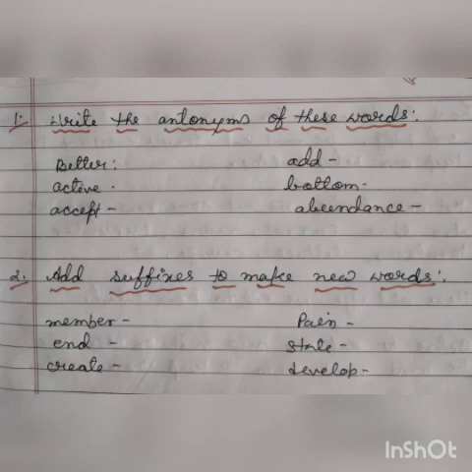Next, add suffixes to make new words, but I have not mentioned the letters that you have to add. You have to add them on your own. As for member, we can write membership; end, endless; create, creativity; pain, painless; state, statement; develop, development. Till here for today's work.